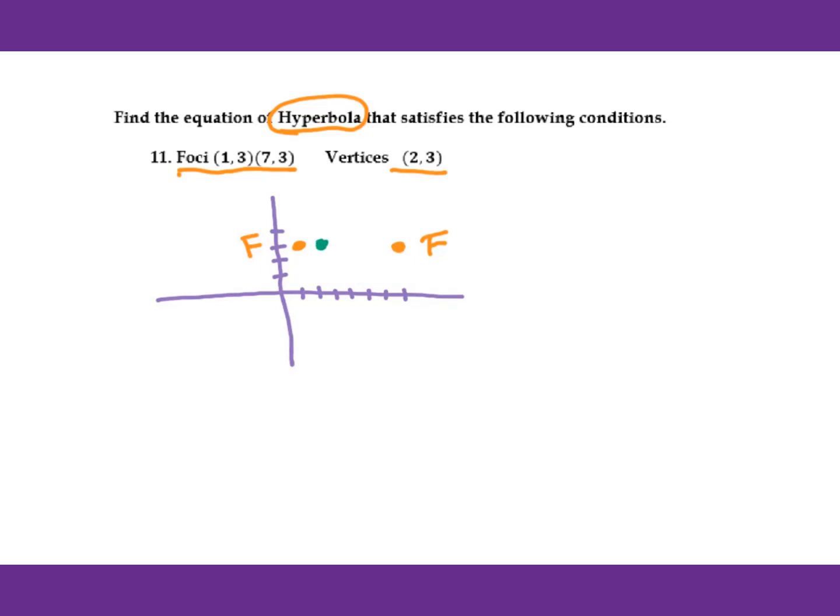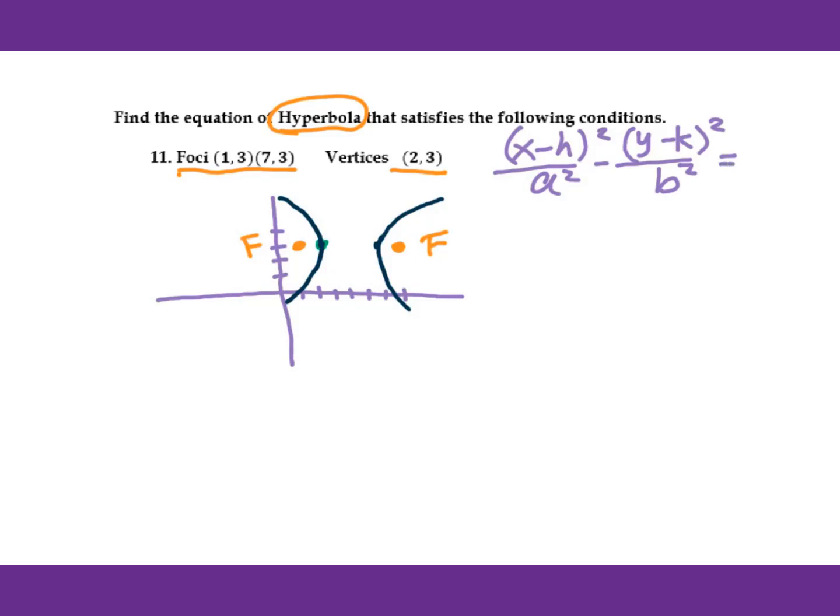You can predict the graph like this, because your focus is always inside the curve. So basically like this one. This is what the graph looks like. Since this is a horizontal hyperbola, I can write down the equation (x minus h) squared over a squared minus (y minus k) squared over b squared equals 1.